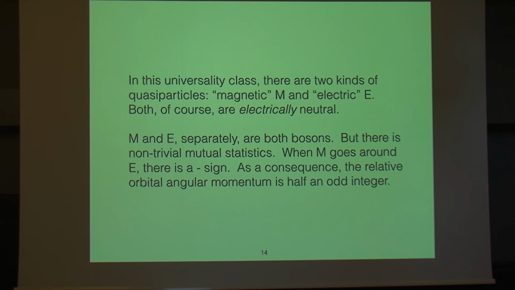Anyway, as a consequence, as you can easily work out in your head, the relative orbital angular momentum for these guys is half an odd integer. That's the key consequence of having this mutual statistics.